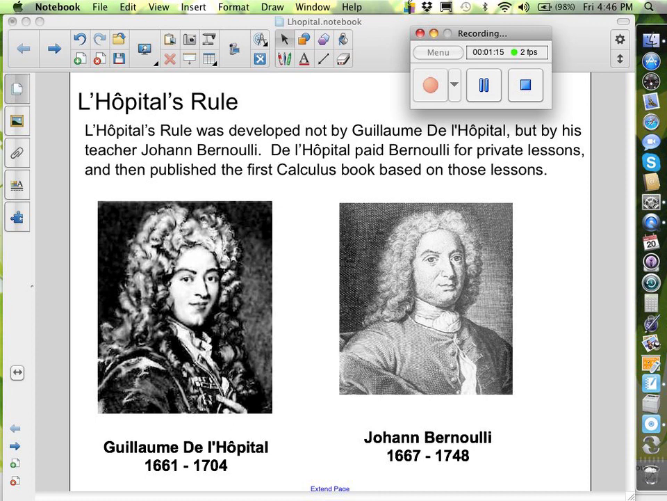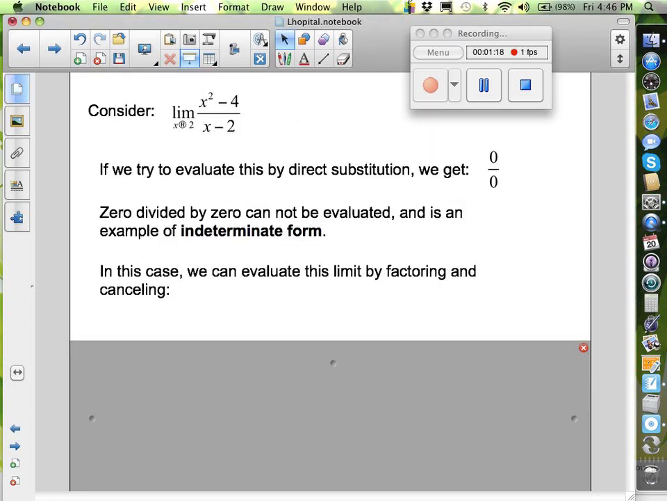So first of all, let's take a look at a limit that we do know how to deal with, and that's the limit as x approaches 2 of x squared minus 4 over x minus 2. If you use direct substitution, in other words, you just plug in the 2's, which would be fine, except in this case. So we have 2 squared minus 4 over 2 minus 2, that would give us 4 minus 4, which is 0 in the numerator, and 2 minus 2 is also 0 in the denominator. That's not the limit, that's not 0, that's the indeterminate form.